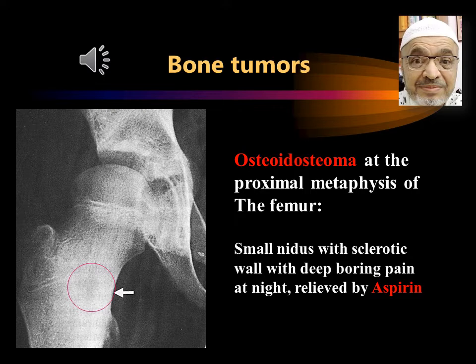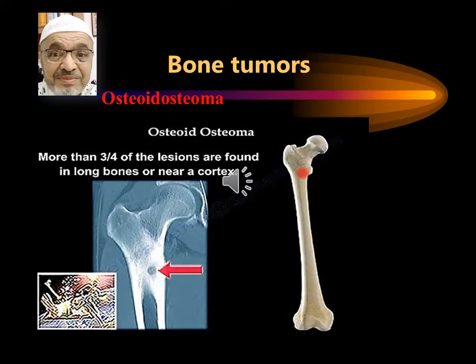In the X-ray, we see usually a small nidus with sclerotic wall. The patient will complain of deep, boring pain at night, relieved by taking aspirin or salicylic acid, acetylsalicylic acid. Often it is difficult to see the osteoid osteoma in the normal X-ray view, so we need maybe a CT scan or MRI view to demonstrate the tumor.